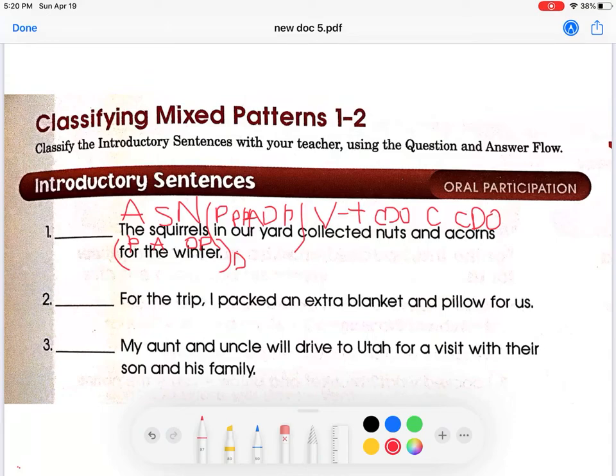It is a declarative sentence. Let's see. The squirrels in our yard. So in our yard actually goes with the squirrels. So I'm going to divide right here. Sorry, it's kind of sloppy. And then here's my complete subject, and here's my complete predicate. Then my pattern is actually subject noun, verb transitive. On the bottom, you write direct object, pattern 2.